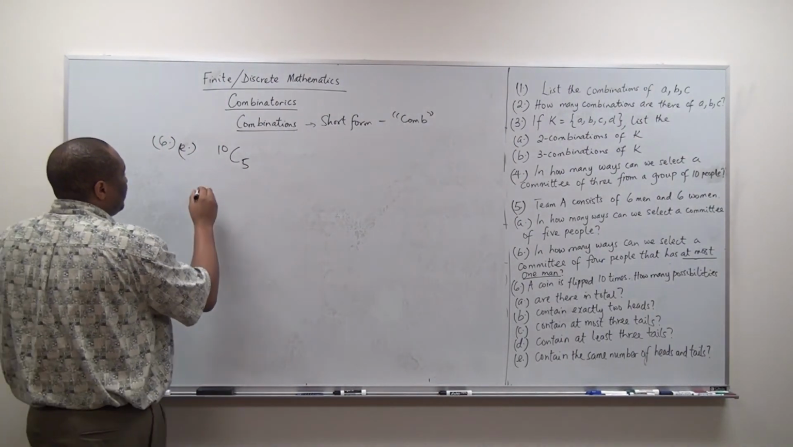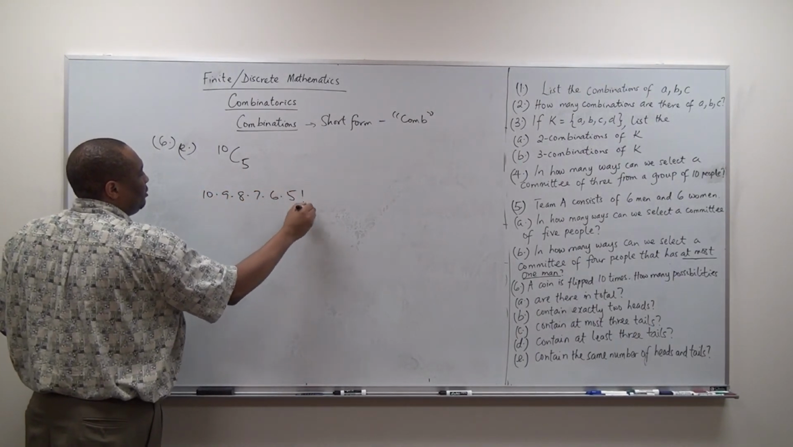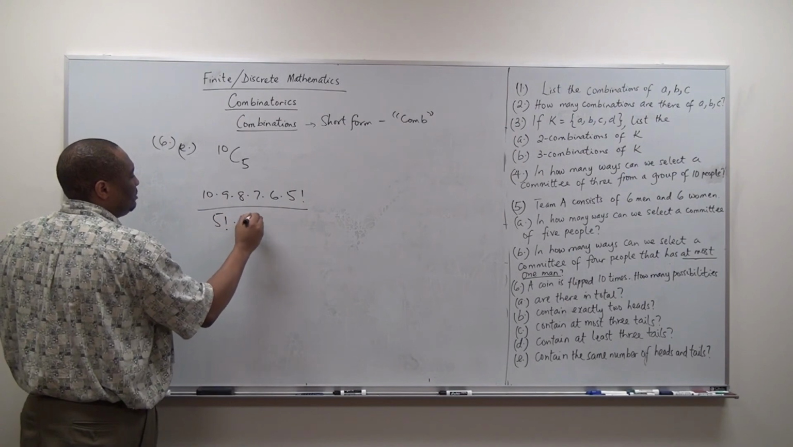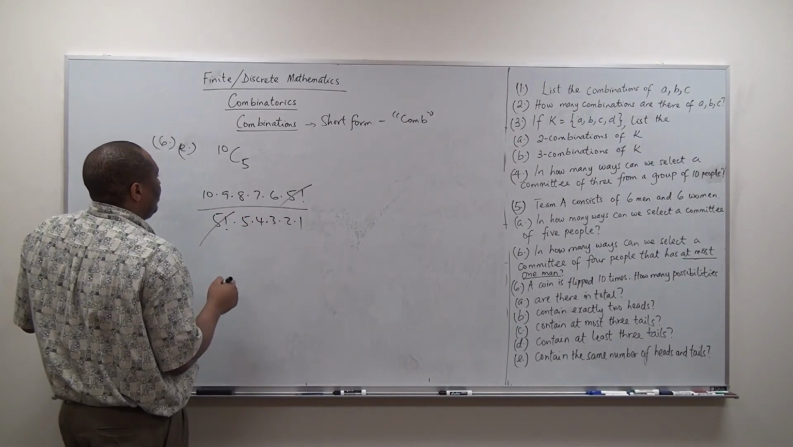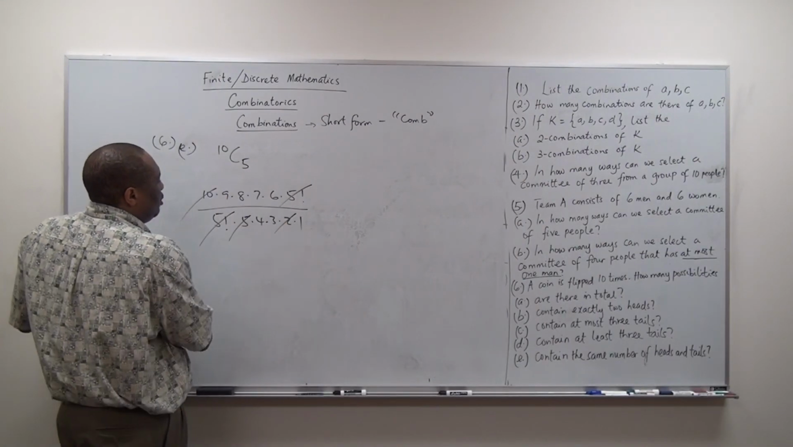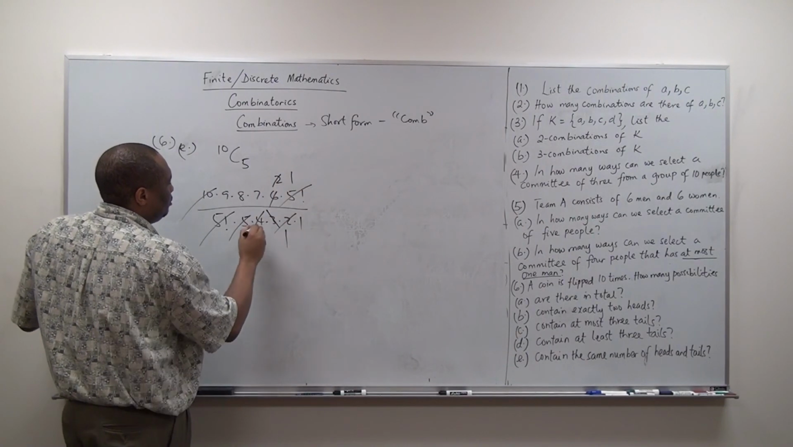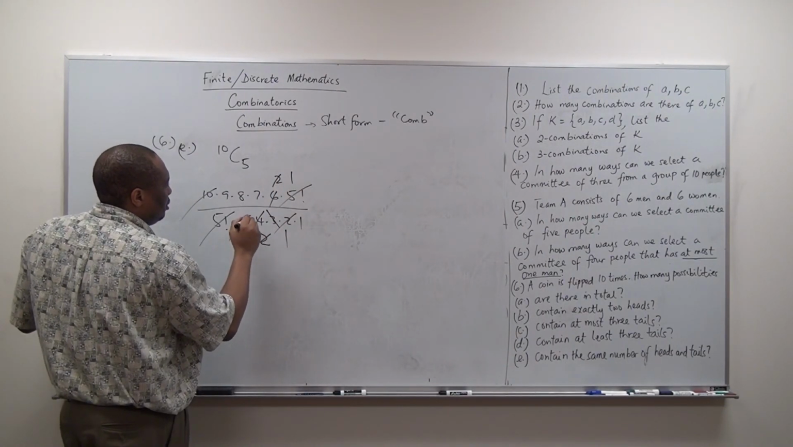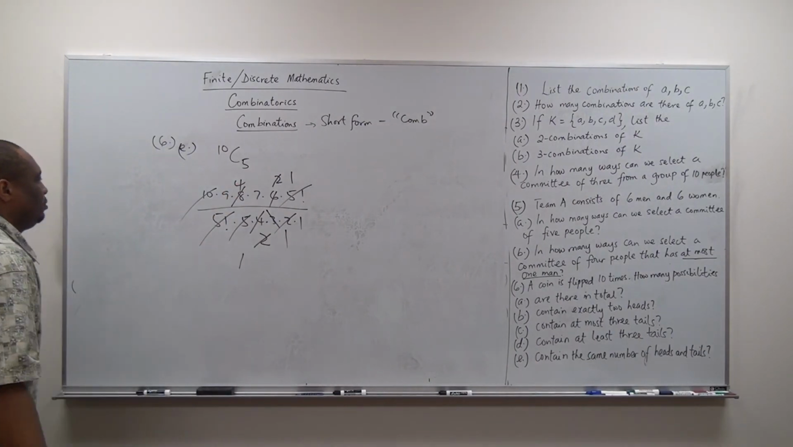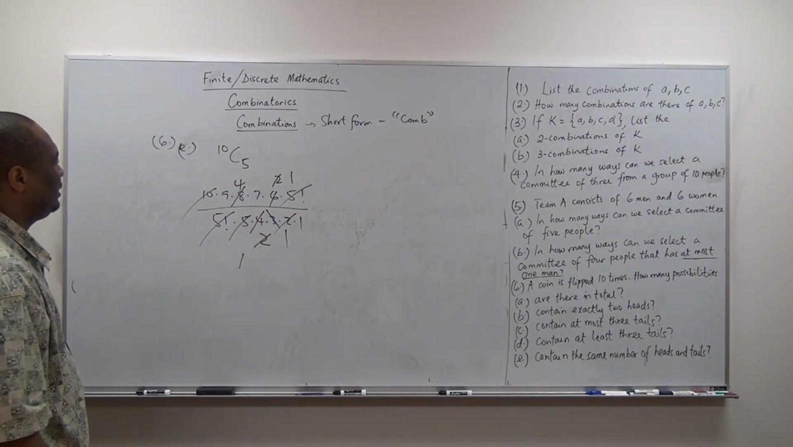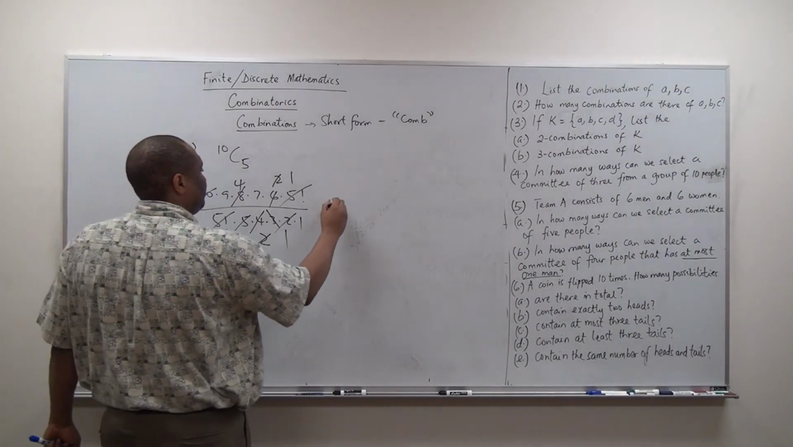So it's 10 choose 5, which is 10 times 9 times 8 times 7 times 6 times 5 factorial, all over 5 factorial times 5 times 4 times 3 times 2 times 1. 5 and 2, 10 goes, 3 goes 1, 3 goes 2, 2, 1, 2, 2, 2, 1, 2, 4. 9 times 4 is what? 36. 36 times 7 is what? I think we got 252.